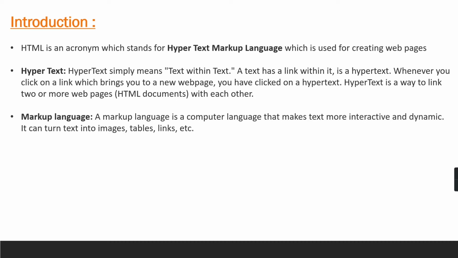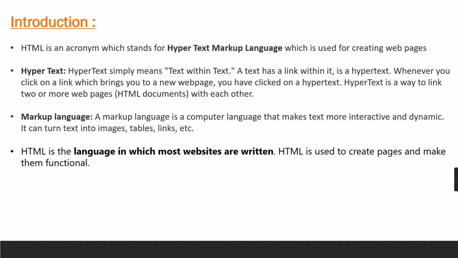So what do you mean by markup language? A markup language is a computer language that makes text more interactive and dynamic. We will be seeing all these concepts in the upcoming videos when we will be doing the live demos. So HTML is a language in which most websites are written. HTML is used to create pages and make them functional. So this is a little bit of the theory about HTML.